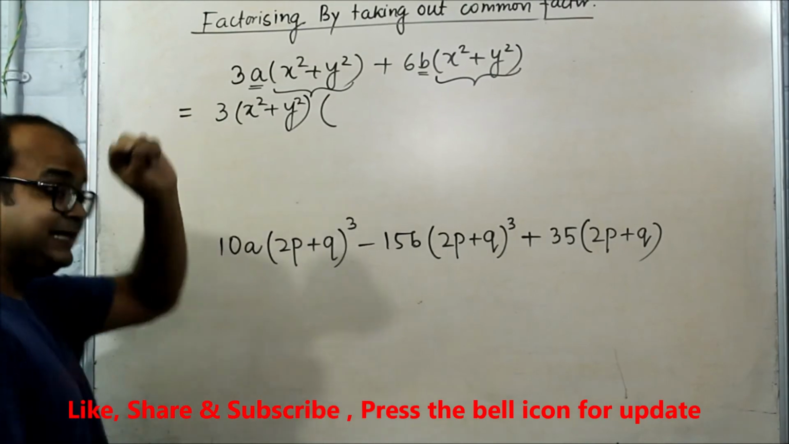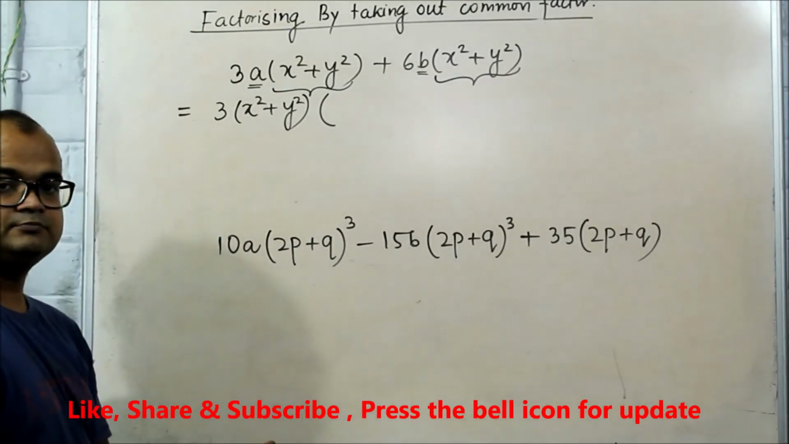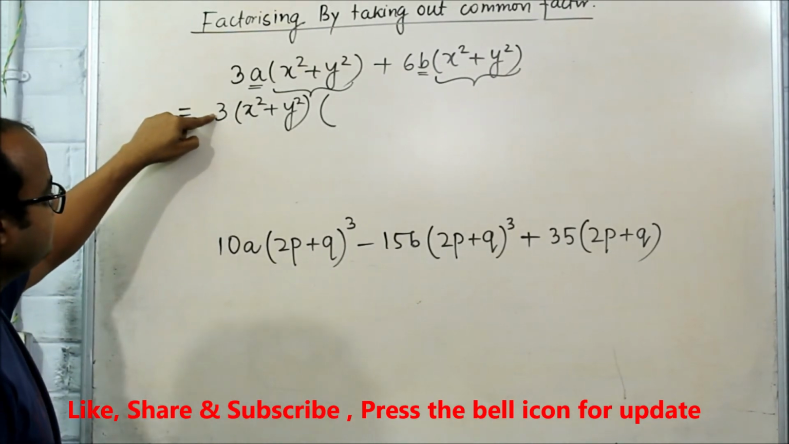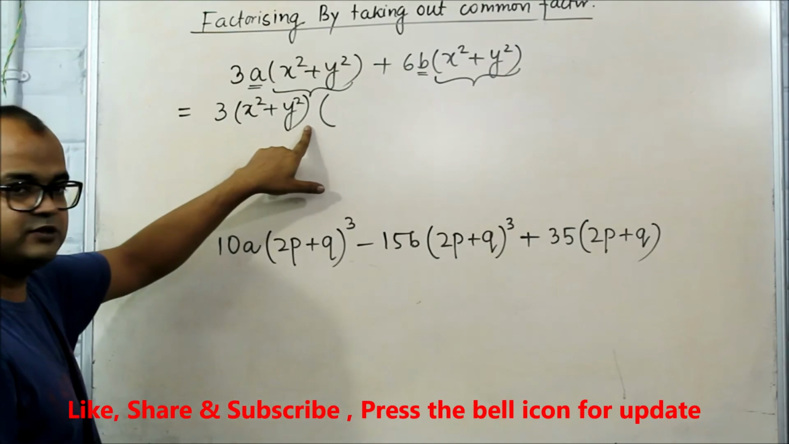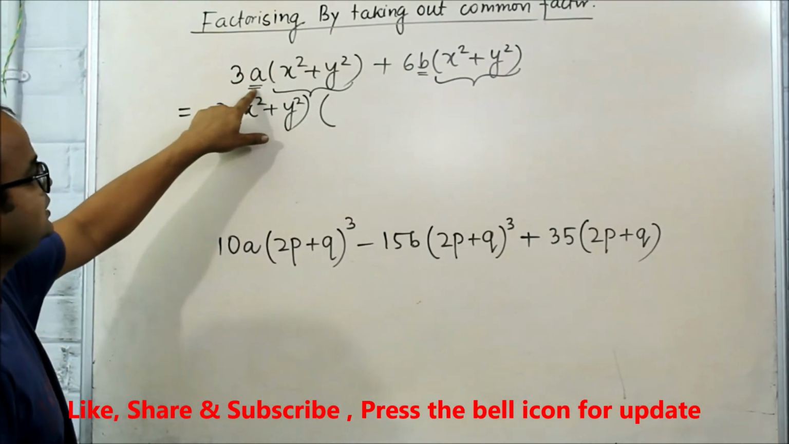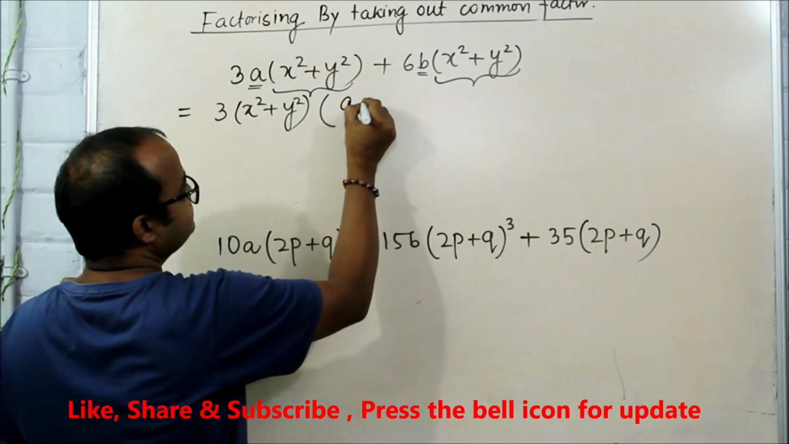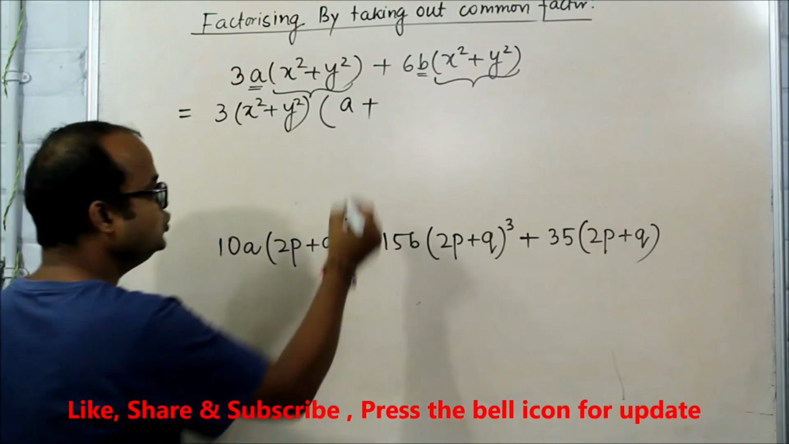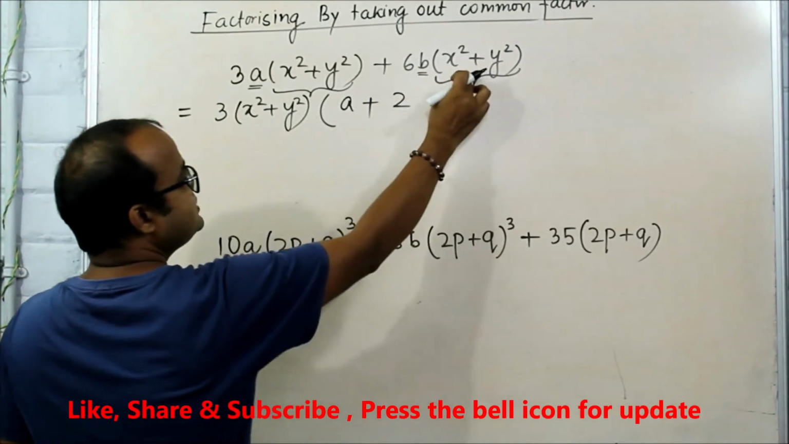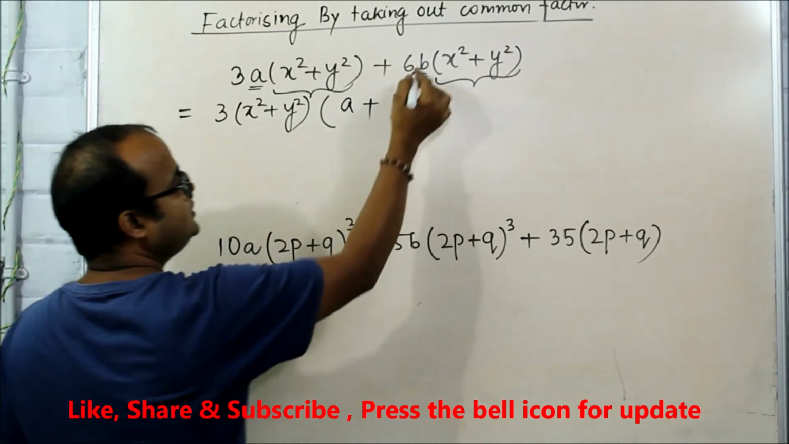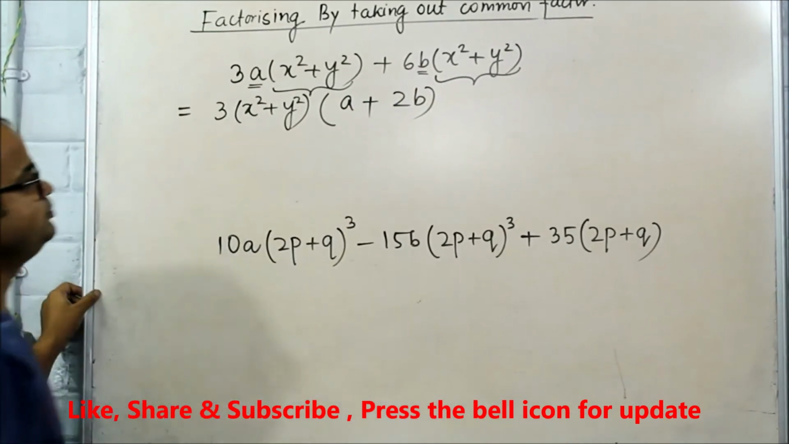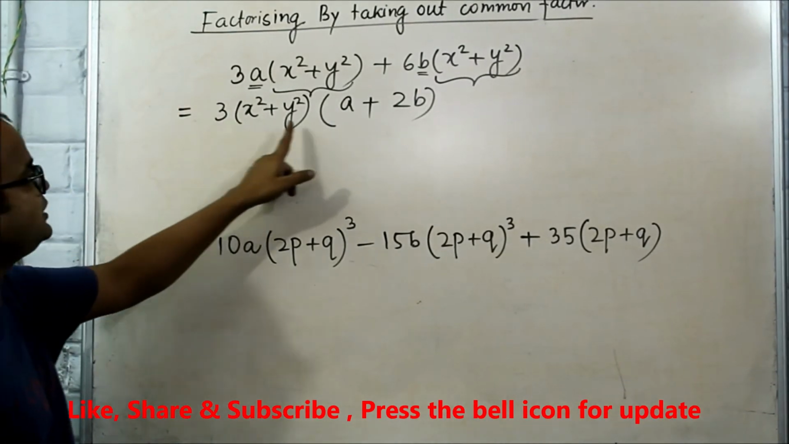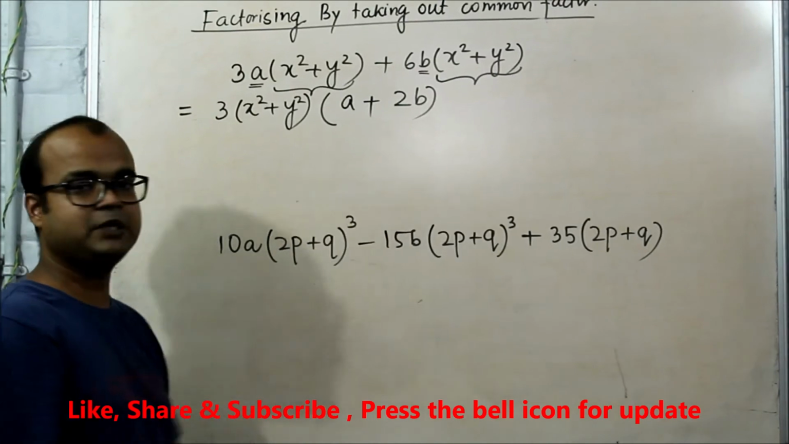Now once you take the common, divide each term by the term we have taken common. So 3 by 3 is 1. x square plus y square divided by x square plus y square cancels. The only term left here is a, plus 6 divided by 3 is equal to 2. x square plus y square cancels again. So we get 2b. So the factors of this algebraic expression are 3 into x square plus y square multiplied by a plus 2b.